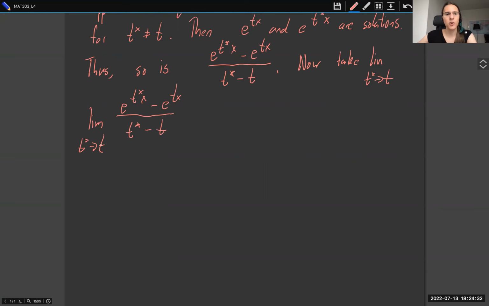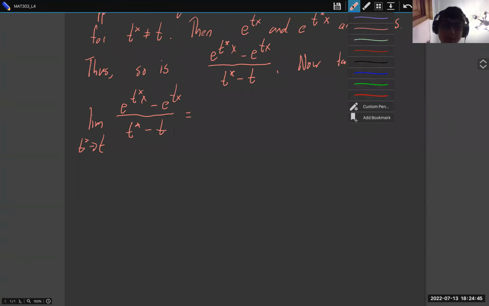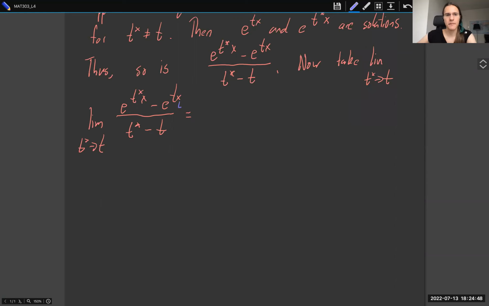Now, if we plug in t star equals t, we get 0 divided by 0. So we can't do that. However, if we plug this in and we get 0 divided by 0, then what rule applies for finding this limit? L'Hopital. L'Hopital, yeah. So what L'Hopital's theorem says is that if you are taking a limit of two functions and both functions are 0 at the point at which you want to take the limits, then it's the same as taking the limits of the derivative of these two functions. And we're taking, so t is now going to be fixed, and we're taking the derivative with respect to t star. So x is now a constant.